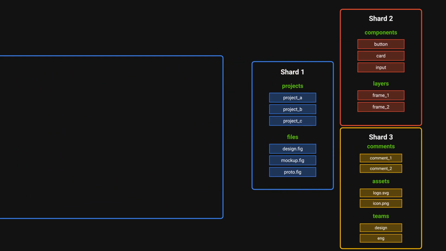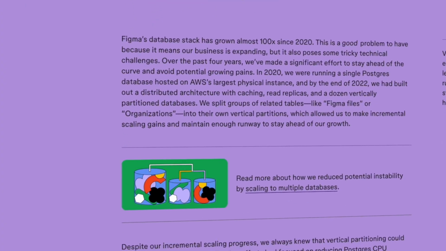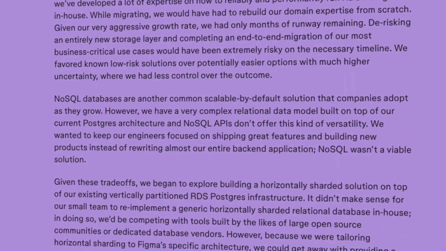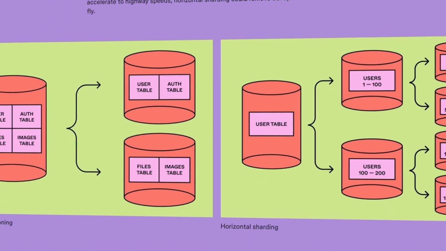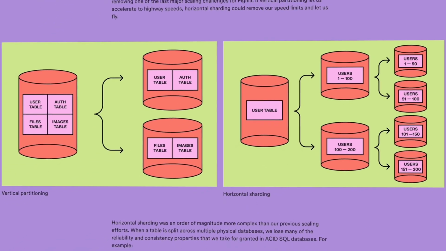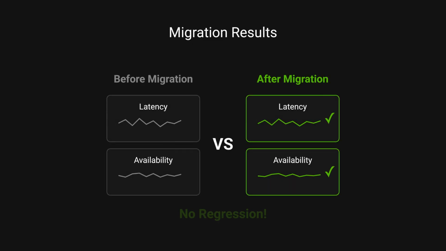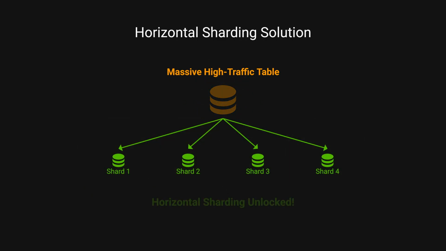In September 2023, they had successfully sharded their first table. The physical failover took only 10 seconds of a partial availability impact on the primary database with no availability impact on replicas. They saw no regression in latencies or availability after the migration. Most importantly, they proved that their approach worked. They can now horizontally shard the most complex high-traffic tables that were hitting fundamental scaling limits.